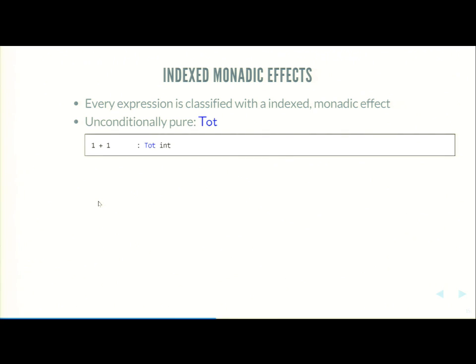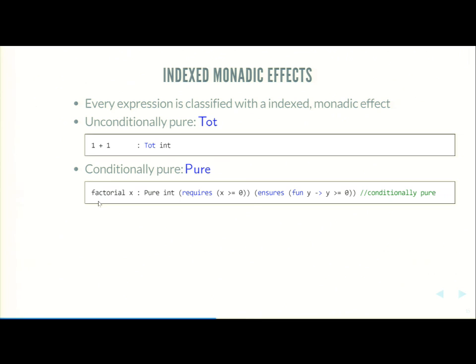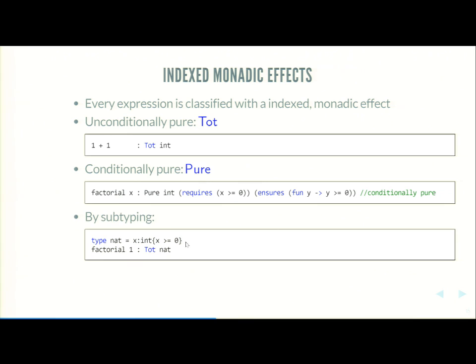So for example, if you write a pure term like 1 plus 1, this has the type and effect Tot int, meaning that it's unconditionally pure and always returns an int. You can have conditionally pure things, so you can say factorial is pure, it returns an int as long as you can prove that x is greater than or equal to 0, and you know that if it returns, it returns a y that's also greater than or equal to 0. And by subtyping, you can show that factorial of 1 is unconditionally pure, returning a nat.